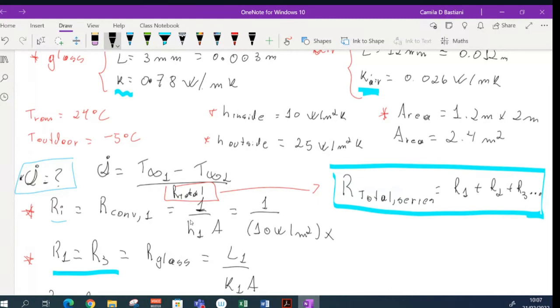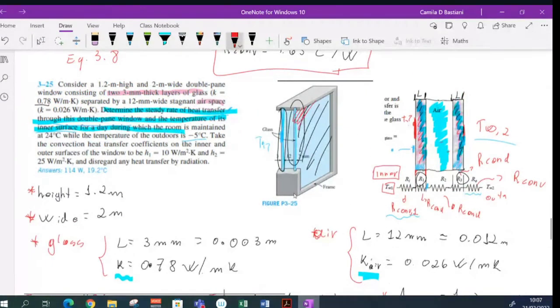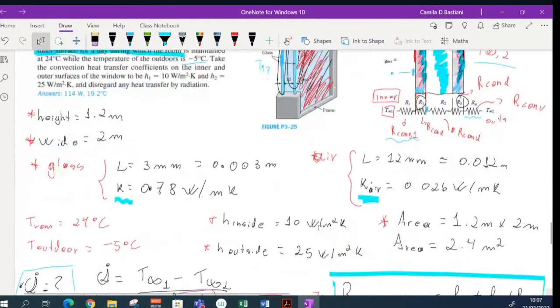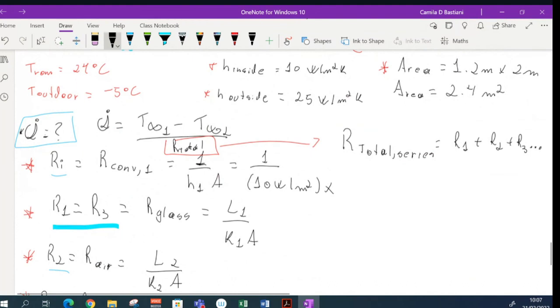This area is going to be used in all my resistances. So 10 watts per meter square degrees Celsius multiplied by 2.4 meters square. Meter square cancels with meters square. So my convection resistance is going to be 0... I'm missing a unit here, meter square degrees Celsius, okay? I forgot the degrees Celsius in there.